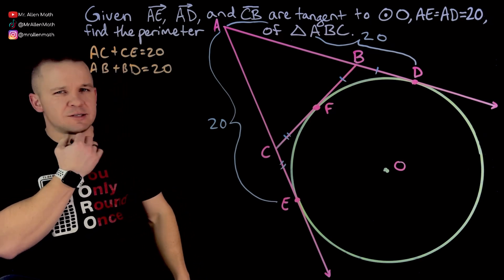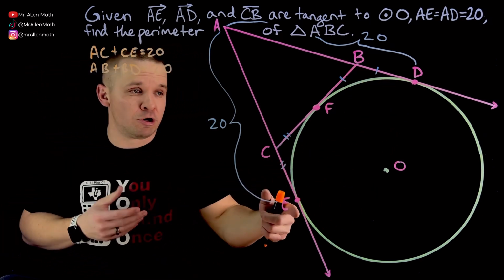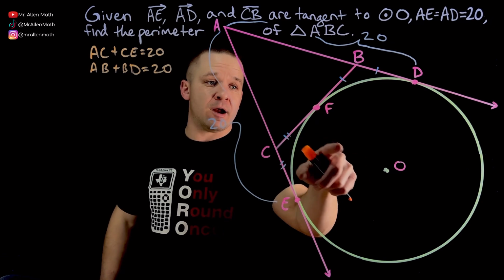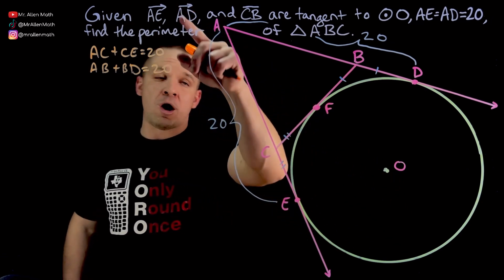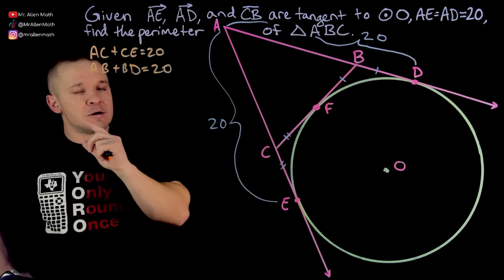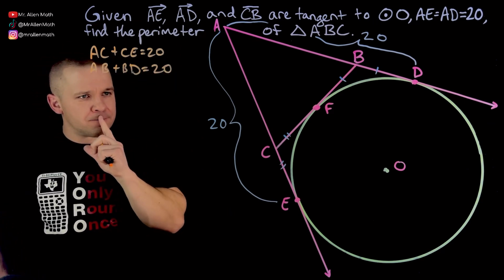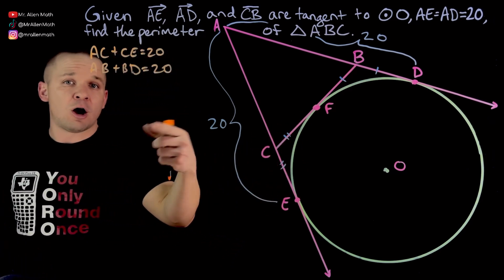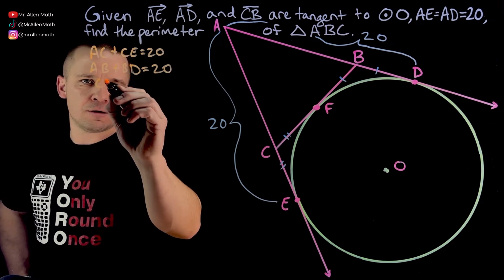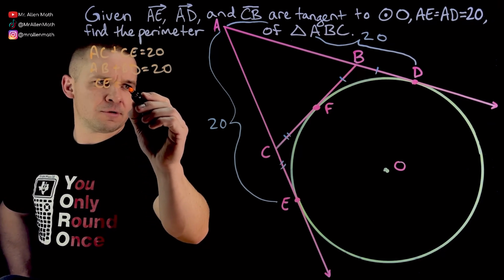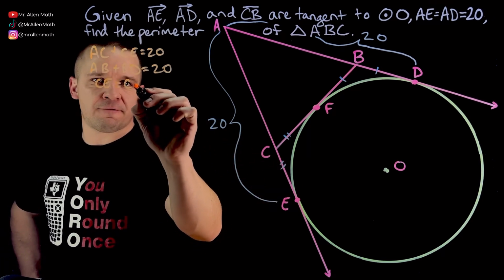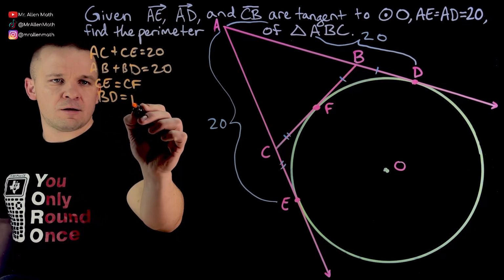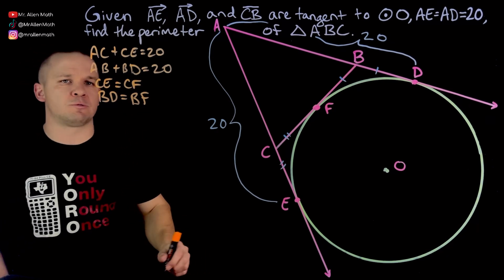Well, where are we going with this? The common thought is, should I draw in some lines? You could. I could draw an OE and I'd have a right angle, an OD, a right angle, an OF, a right angle. However, we don't know if A, F, and O are collinear, so I can't draw that straight through. But back to this. I'm going to write down some other information. I do know that CE and CF are equal in length, and the same is true over here with BD and BF. Those are equal as well.